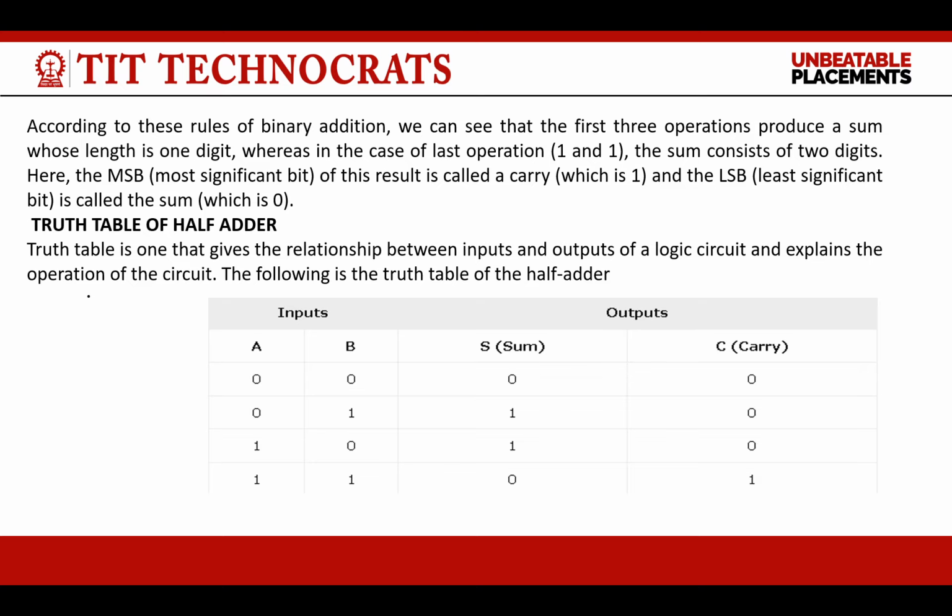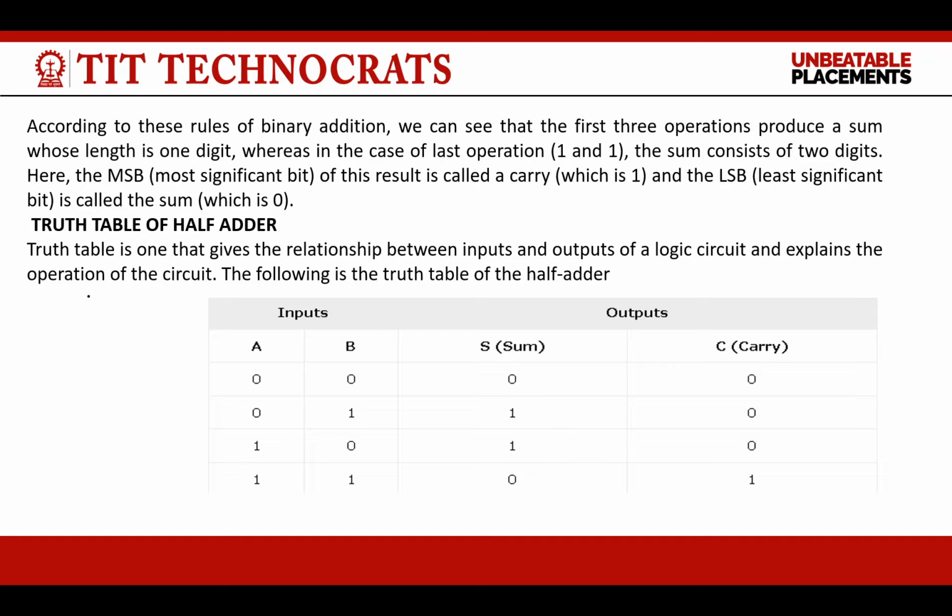According to these rules of binary addition, we can see that the first three operations produce a sum whose length is one digit, whereas in the case of the last operation, 1 and 1, the sum consists of two digits. Here the MSB, most significant bit, of this result is called the carry, which is 1, and the LSB, least significant bit, is called the sum, which is 0.